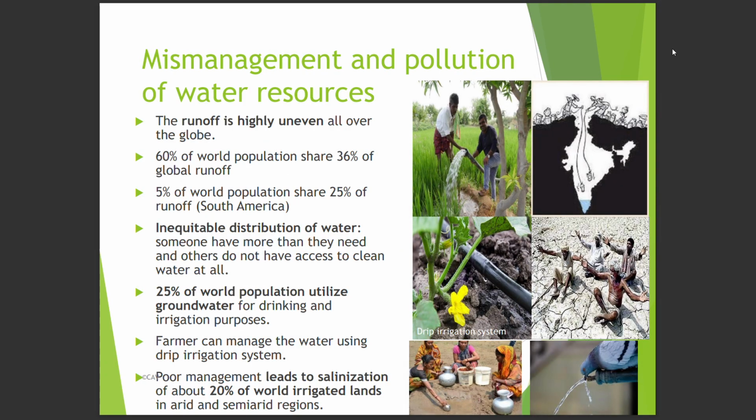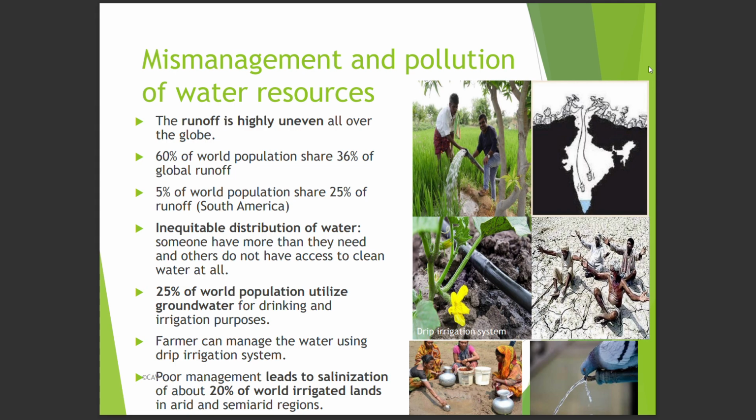So next is mismanagement and pollution of water resources. The runoff is highly uneven all over the globe. 60% of world population share 36% of the global runoff. 5% of the world population share 25% of the runoff, South America. Inequitable distribution of water, like someone has more than they need and others do not have access to clean water at all. So 25% of world population utilize groundwater for drinking and irrigation purposes.